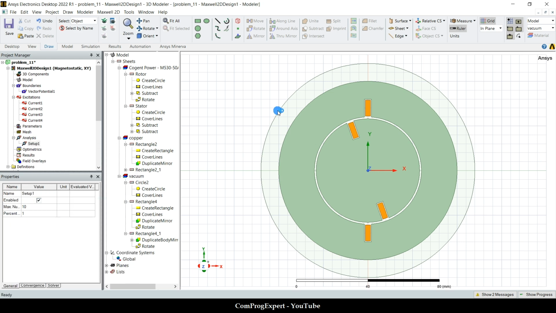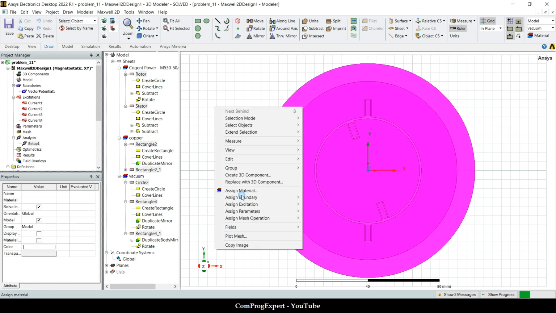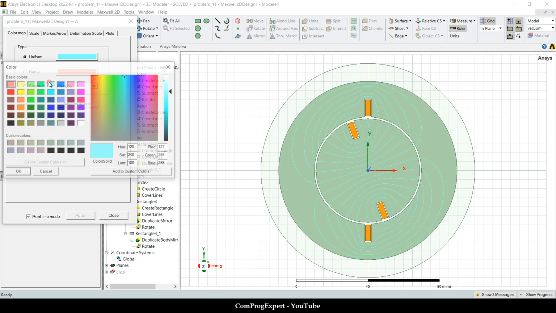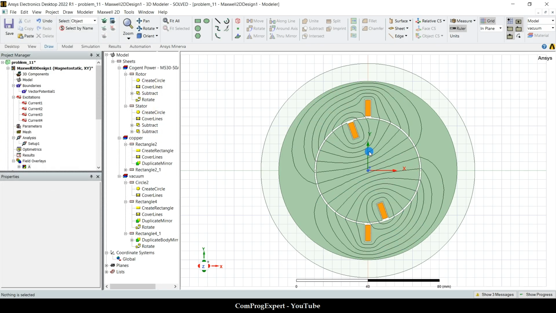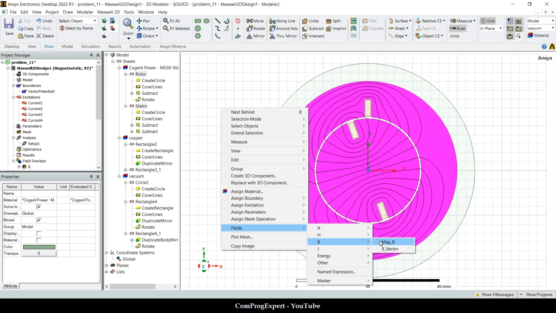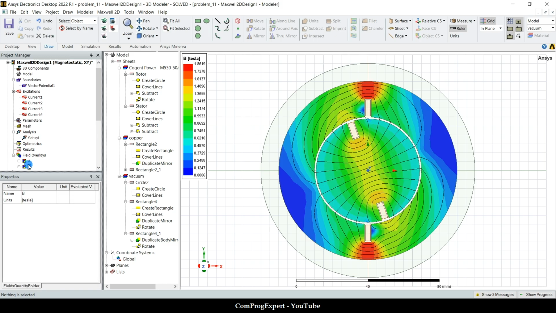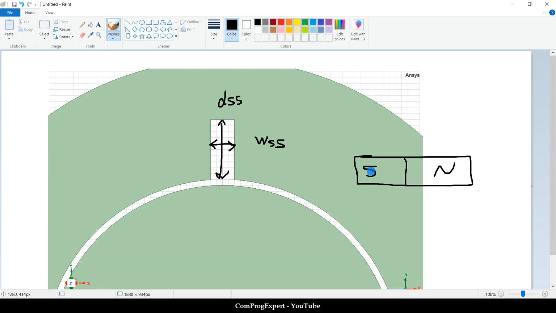So let's analyze the structure and plot flux lines and flux density. With the magnetic vector potential, you can see flux lines and flux density for the rotor and stator. Okay, this is the field generated by the rotor coil only. We set the stator current equal to 0. This is the magnetic axis of the rotor, in this direction. Yes, the magnetic axis of a permanent magnet is in this direction.